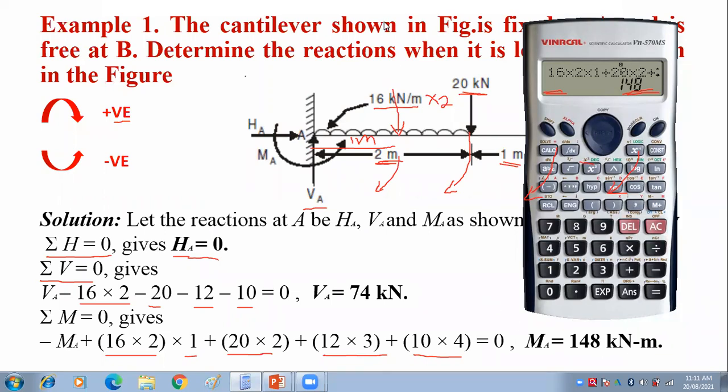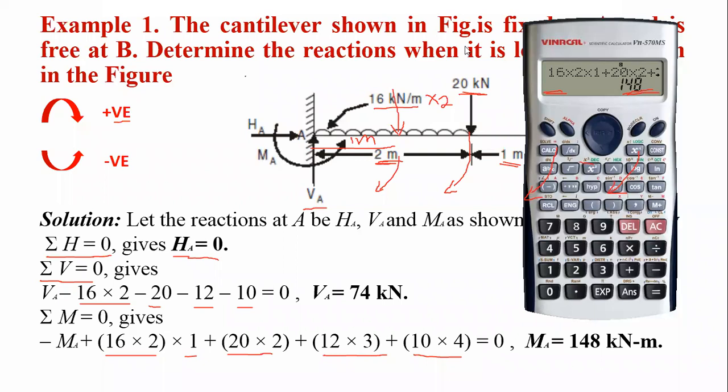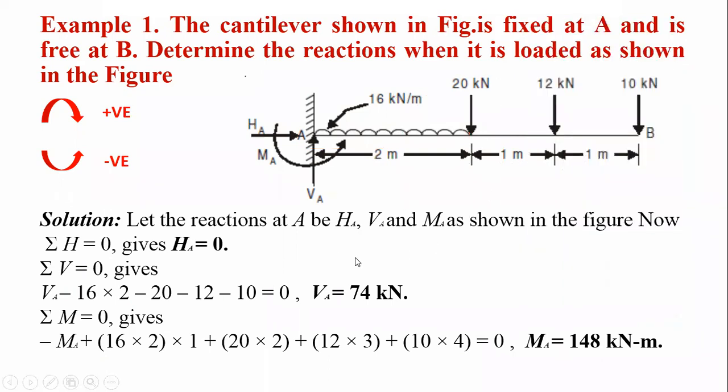Okay, by using such equilibrium conditions, we can easily find out whatever reactions and moments are developed. Here the horizontal reaction is 0, vertical reaction is 74, and the resisting moment is 148 kilonewton meter over here. Now let us solve another problem.